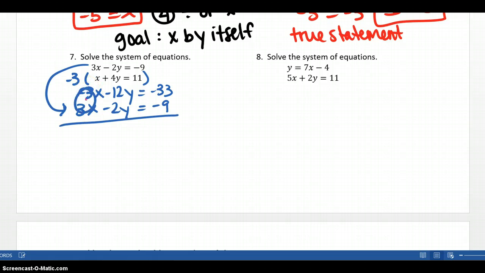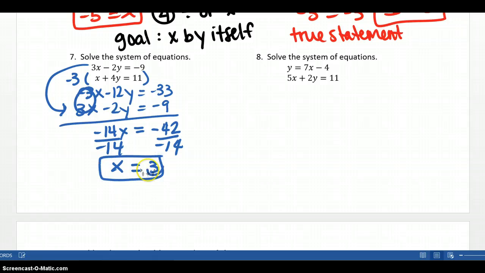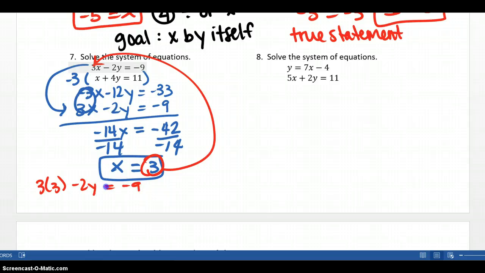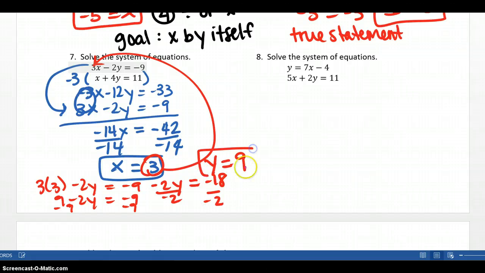So our x's cancel out and they become 0. We get negative 14y equals negative 42. Then we need to get y by itself by dividing by negative 14. So we divide both of our sides by negative 14, and y will equal 3. Now, we're not done yet. We're going to circle that 3 and plug it back into our original equation. When we plug it back into our original equation, we get 3 times 3 minus 2y equals negative 9. 9 minus 2y equals negative 9. So I'm going to subtract 9 from both sides. So 2y equals negative 18. So y will equal negative 9. Our final answer is 3, negative 9.